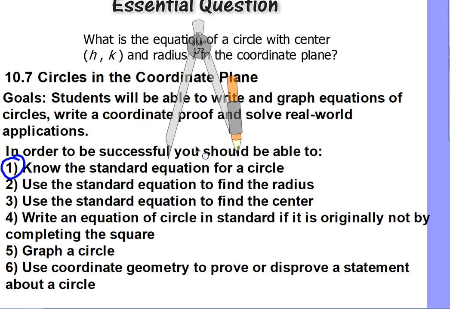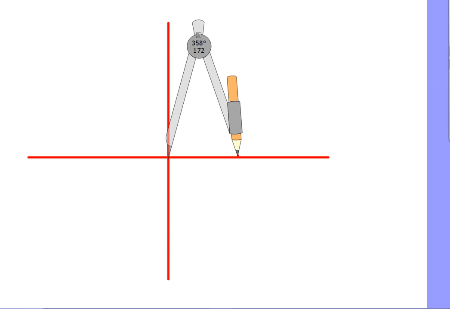Specifically in this video, we are going to be focusing on our success criteria of knowing what the standard equation for a circle is. We're going to derive it a little bit. We're going to use it to find the radius and to find the center. And we're going to focus on writing an equation of a circle just in standard form, not by completing the square yet. We'll get there though. So let's see where our standard equation actually comes from.